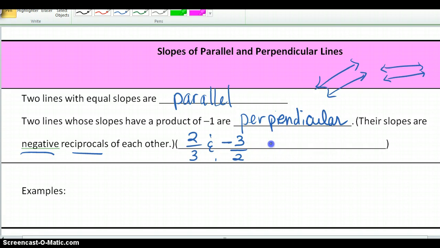Okay, let's do another one. What if we had -1/4? The negative reciprocal of -1/4: I take the opposite of -1/4 and I get positive, and then flip it upside down and I get 4 over 1, or just 4. So those are two examples of negative reciprocals. If a line had a slope of 2/3, a perpendicular line to it would have a slope of -3 over 2.